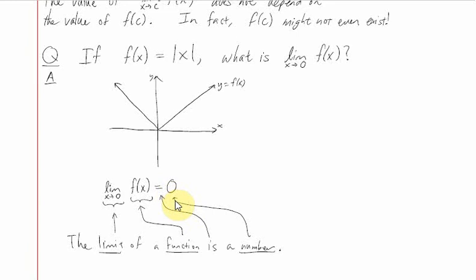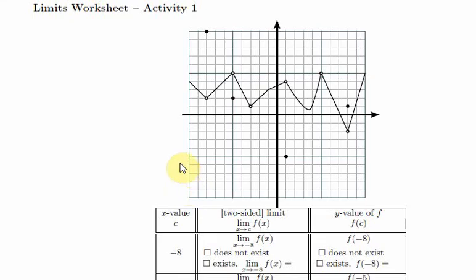This is a good time to take a look at a worksheet that is available. It looks like this. You can find a PDF of this online. Here's the graph of a function. Now, to take a look at the limit, let's look at the x value of -8. So where is that? There's -5, -6, -7, -8. So take a look right here.